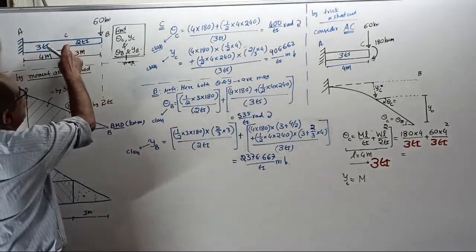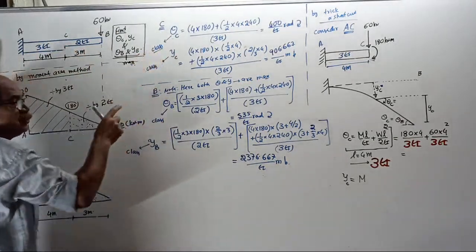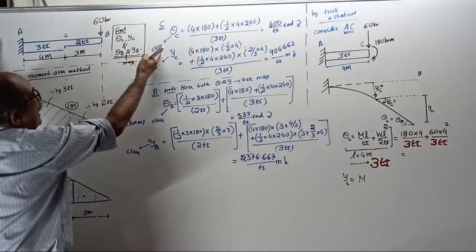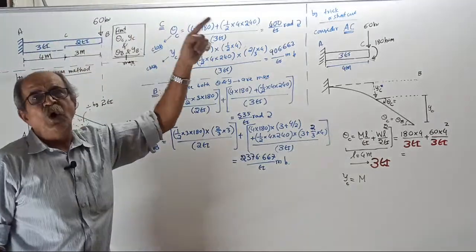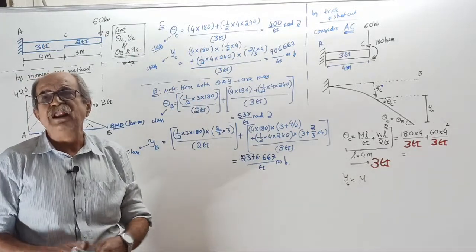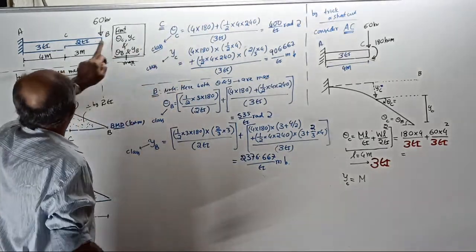Now, I need not keep on telling the same thing again and again. I want theta C, so you should write theta C. Class means told in the class. First of all, I need not tell; if you go through all the classes, it is not required. Theta C, slope at C.